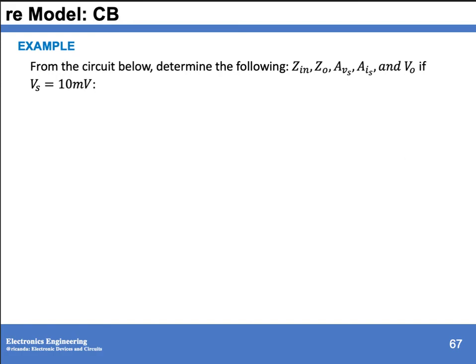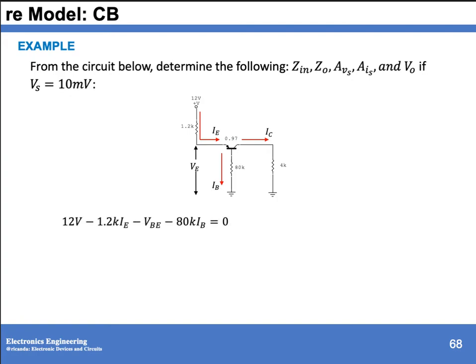So we have this example. We have to determine the input impedance, output impedance, voltage gain, current gain, as well as your VO if your VS equals 10 millivolts. First, we have to get your RE by using your DC analysis. So in your DC analysis, at your input side, we have IE going to your emitter base junction, then to your 80k, then to the ground. So the KVL on your input side will be 12 minus 1.2k IE minus voltage base emitter minus 80k IB.